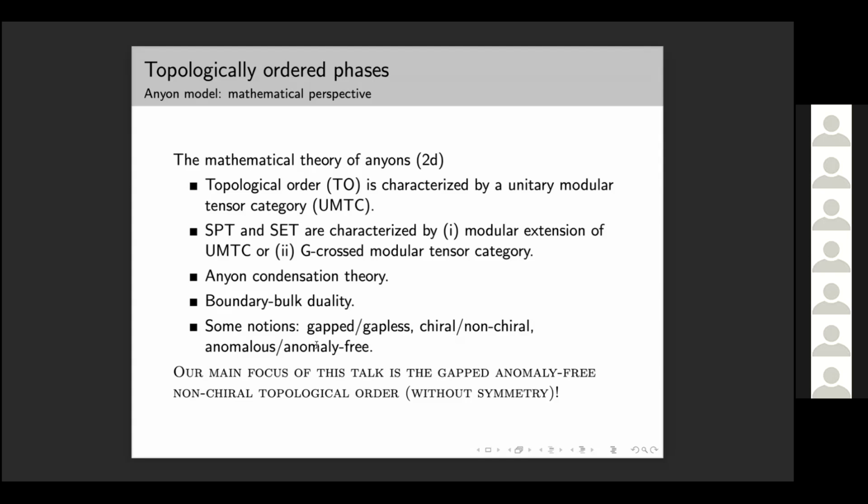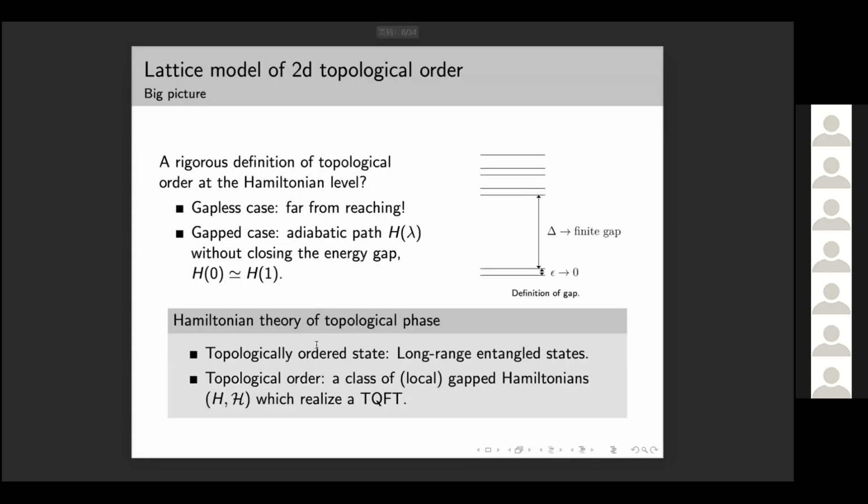An anomaly-free topological phase in N dimensions is just a topological phase that has a lattice model in this dimension, which means that we have an N-dimensional lattice realization of this topological phase. For this talk, I will just focus on the gapped, anomaly-free, non-chiral topological order, which means that the topological phase is described by the center of some given unitary fusion category.